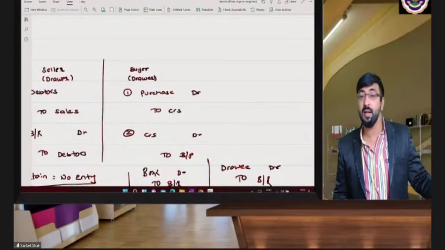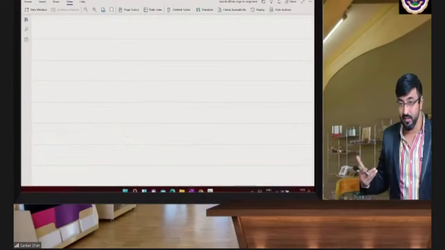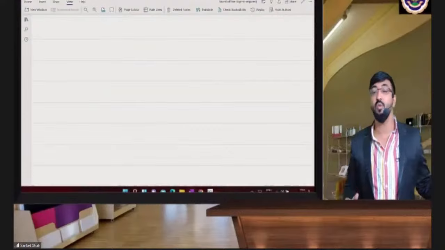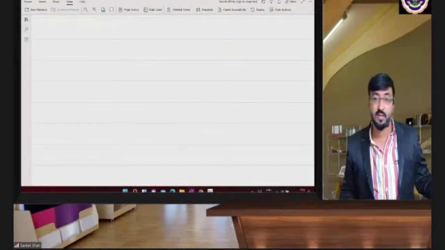Now in case of the purchaser, the entry will be purchases account debit to creditors. Second entry will be creditors account debit to bills payable. Third entry will be bills payable account debit to bank. And last entry will be bills payable account debit to creditors if the bill is dishonored.